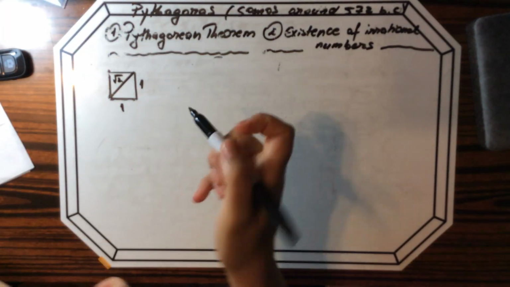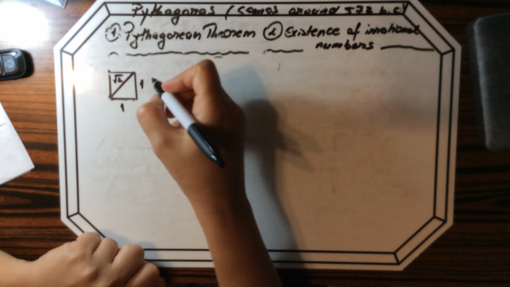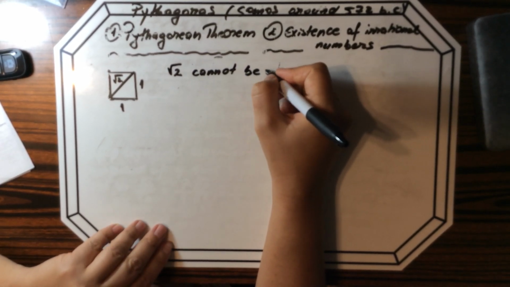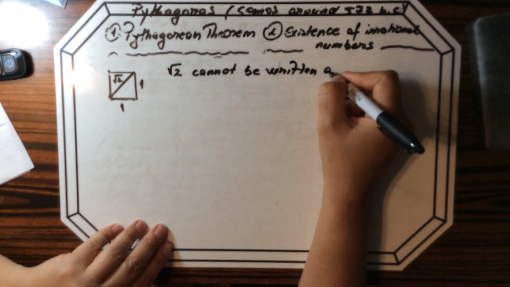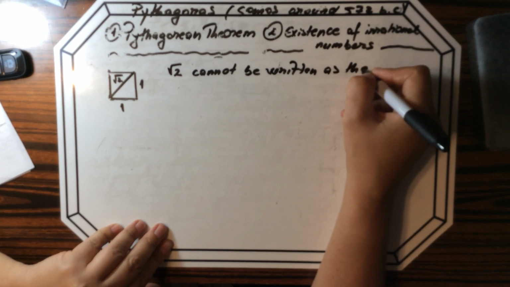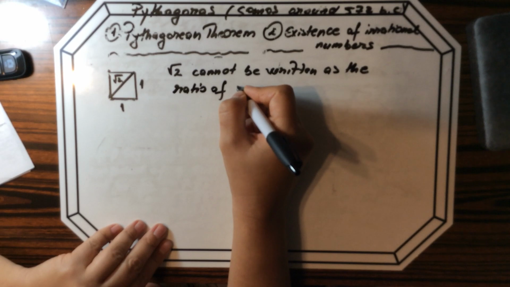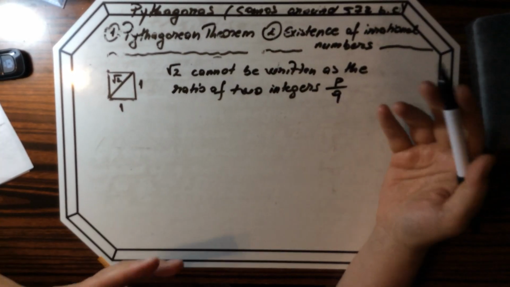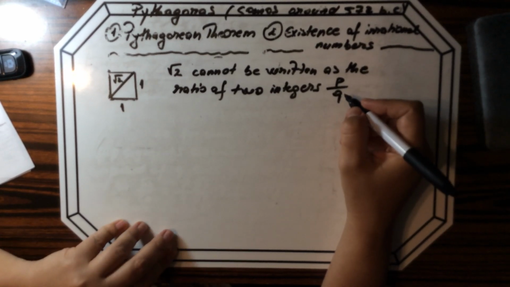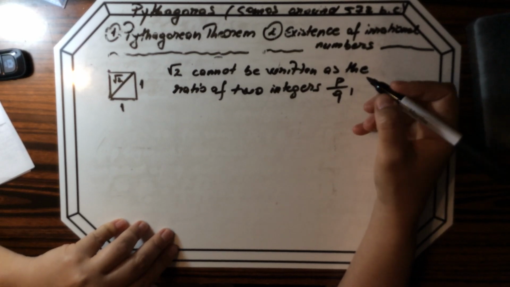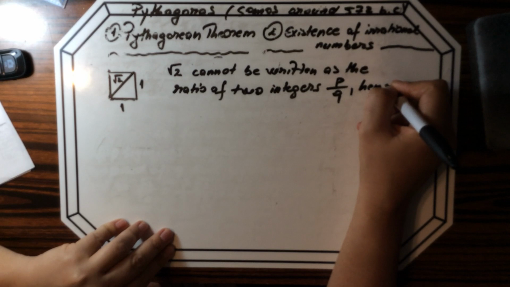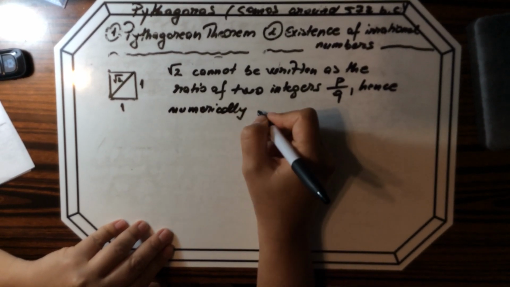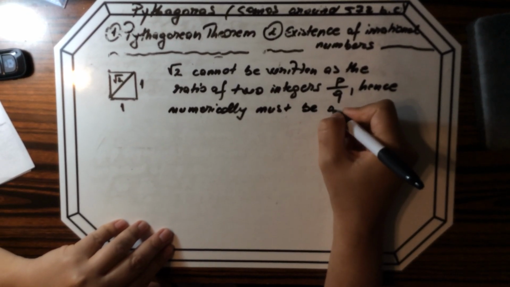But the square root of 2 cannot be written as a rational number of the form P over Q. So the square root of 2 cannot be written as the ratio of two integers, P over Q. Hence, numerically speaking, it must be an irrational number.